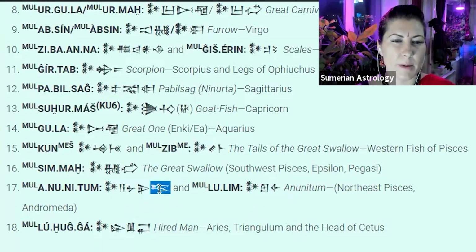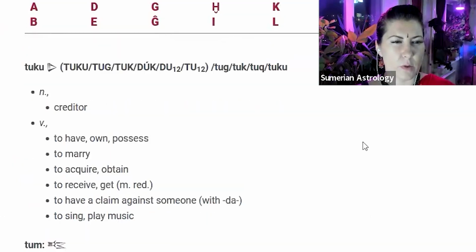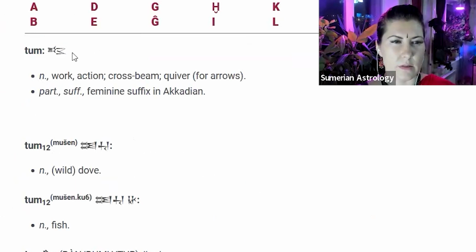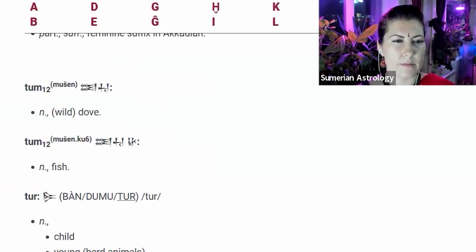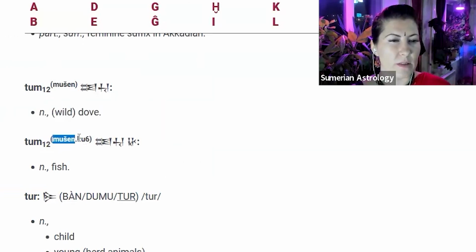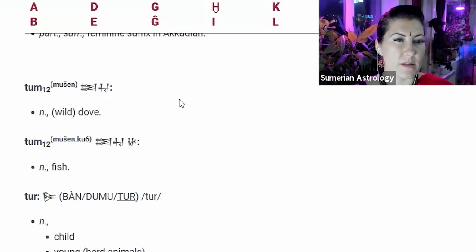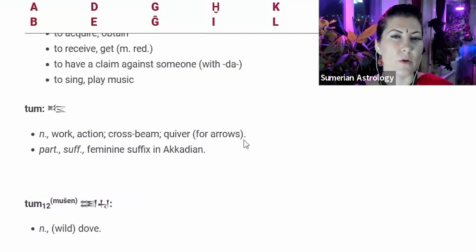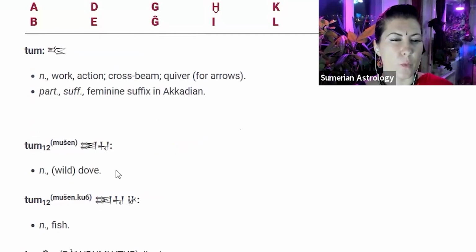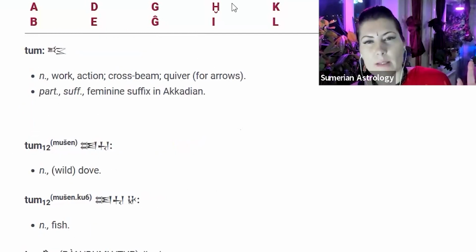But what's very interesting about this Tum, we have different readings of the word Tum. Here you can see the one that we saw, the little legs and buttocks here. This word can mean work, action, crossbeam, quiver for arrows. It's also the Akkadian feminine suffix, as I said. But when we consider some of the homonyms or different readings of the same syllable, such as Tum 12, we see that it means wild dove. Tum 12, Mushen Ku, also means fish. It's probably not a coincidence that one fish of Pisces is clearly a bird, and the other one, even though it's listed as Anunitum, a goddess, the word for Tum can mean dove or fish. Probably not a coincidence, right?